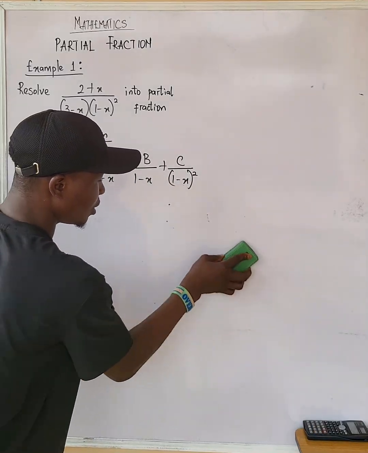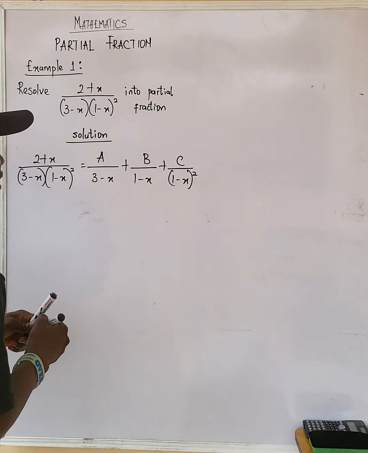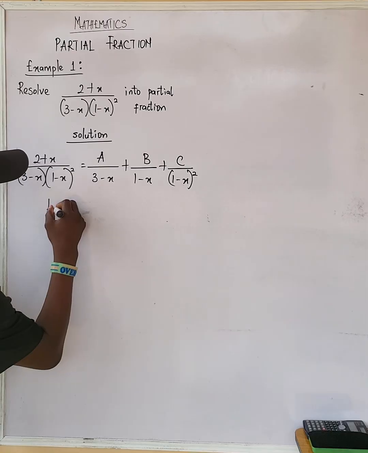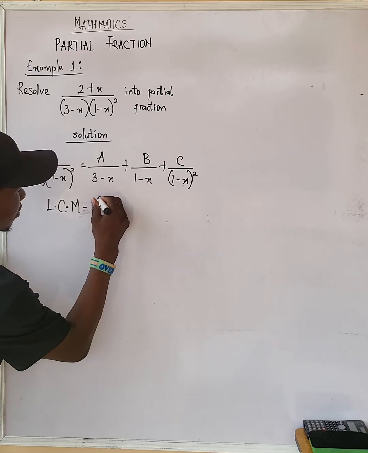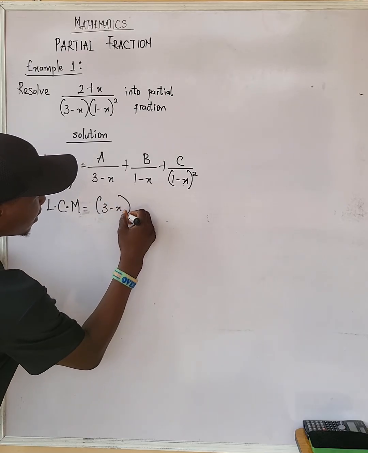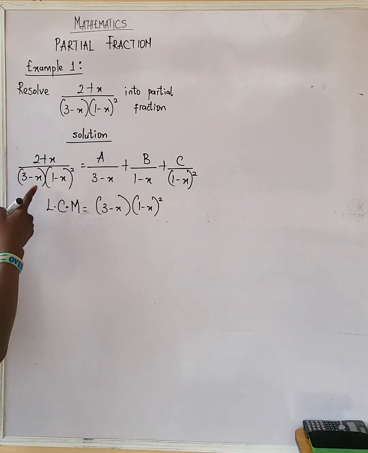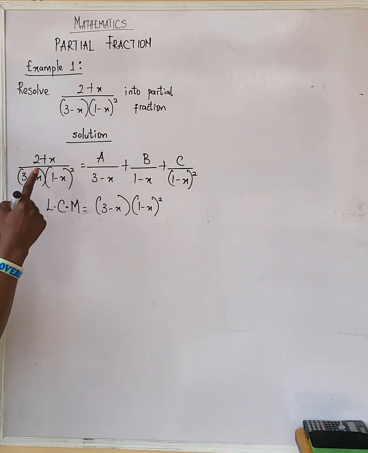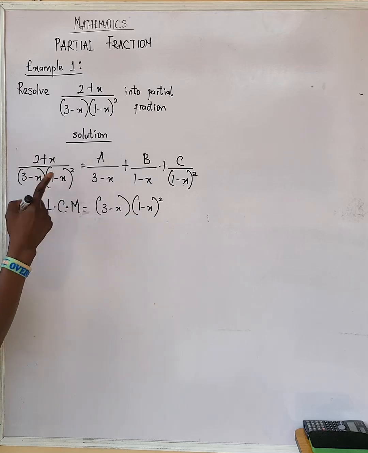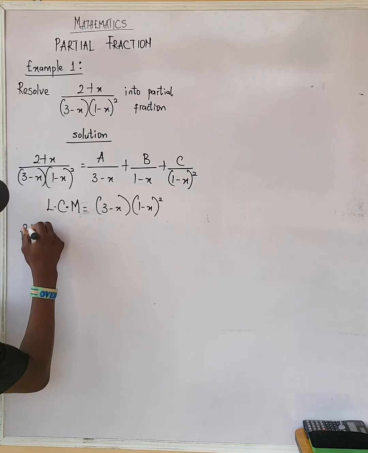Now, after you've split it successfully, the next thing is to do our LCM. What will our LCM be? That's (3 minus x) and (1 minus x) all square. This is our LCM. This in this LCM is 1. This will cancel this. That's 1. 1 multiplied by 2 plus x will give us 2 plus x.